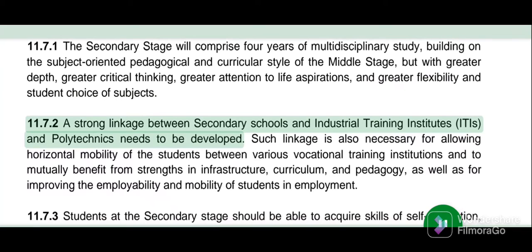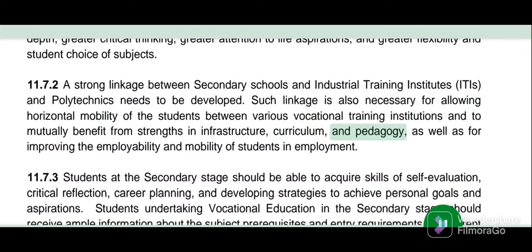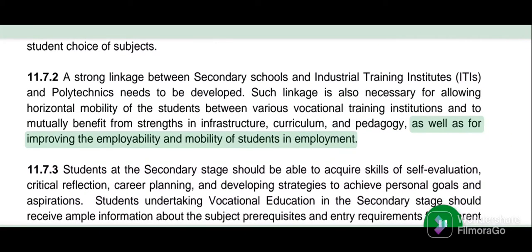11.7.2 A strong linkage between secondary schools and industrial training institutes (ITIs) and polytechnics needs to be developed. Such linkage is also necessary for allowing horizontal mobility of the students between various vocational training institutions and to mutually benefit from strengths in infrastructure, curriculum, and pedagogy, as well as for improving the employability and mobility of students in employment.